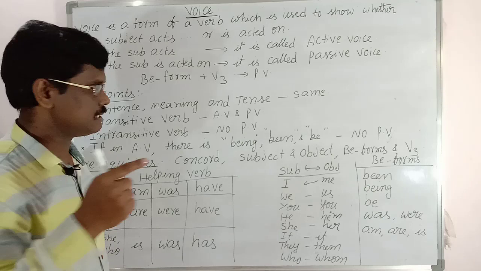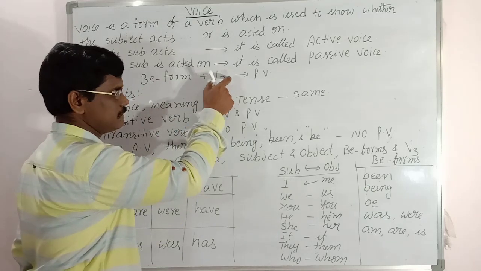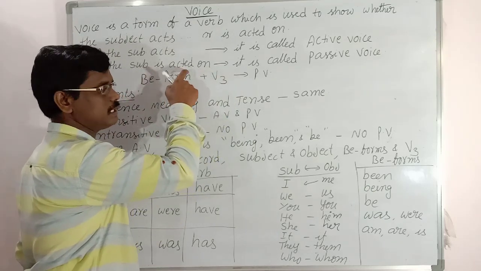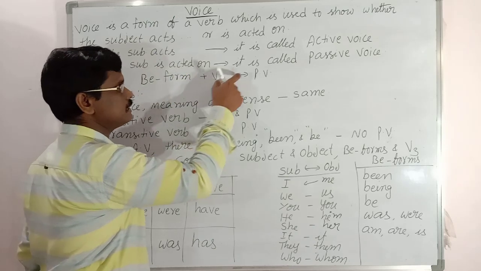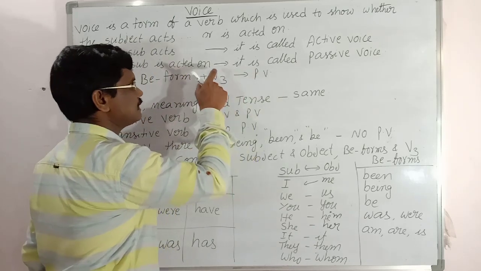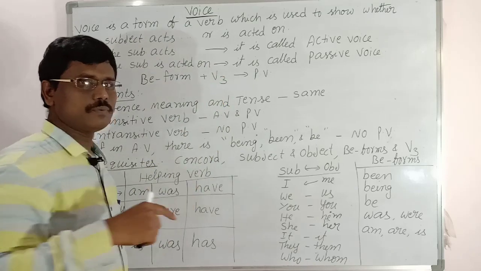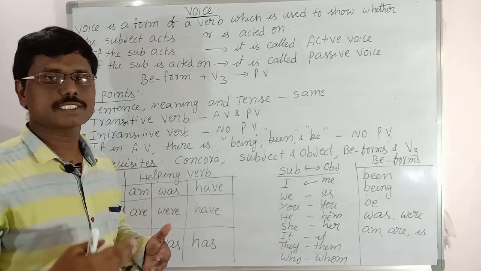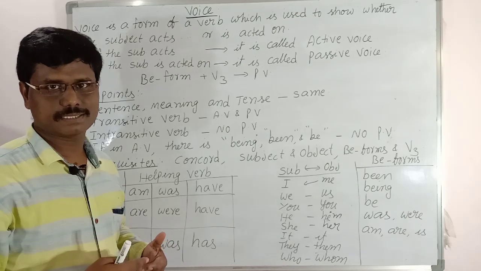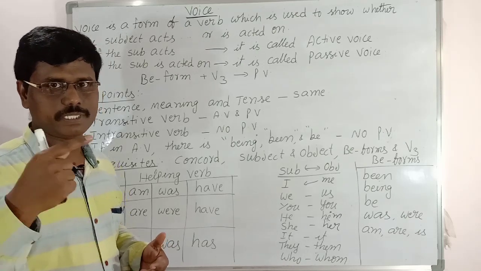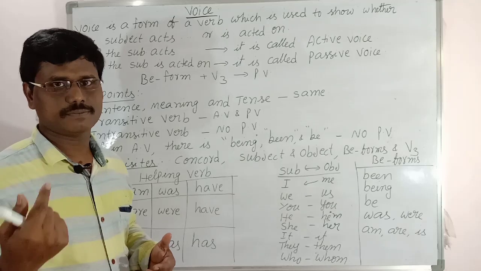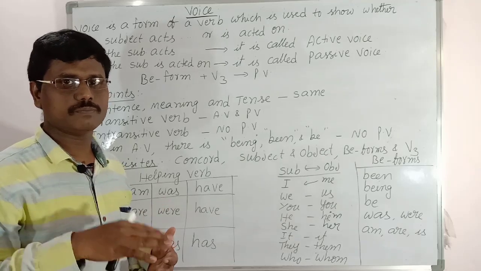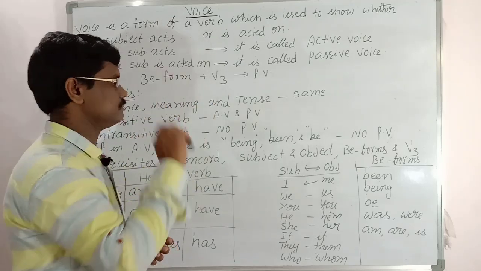Passive voice means verb 3, and before the verb 3, a be form. When be form plus verb 3, that is passive voice. Other than be form plus verb 3, whatever the structure we find in the given sentence, that is called an active voice sentence. Easy tip, friends: be form plus verb 3, passive voice. No be form plus verb 3, that is active voice.